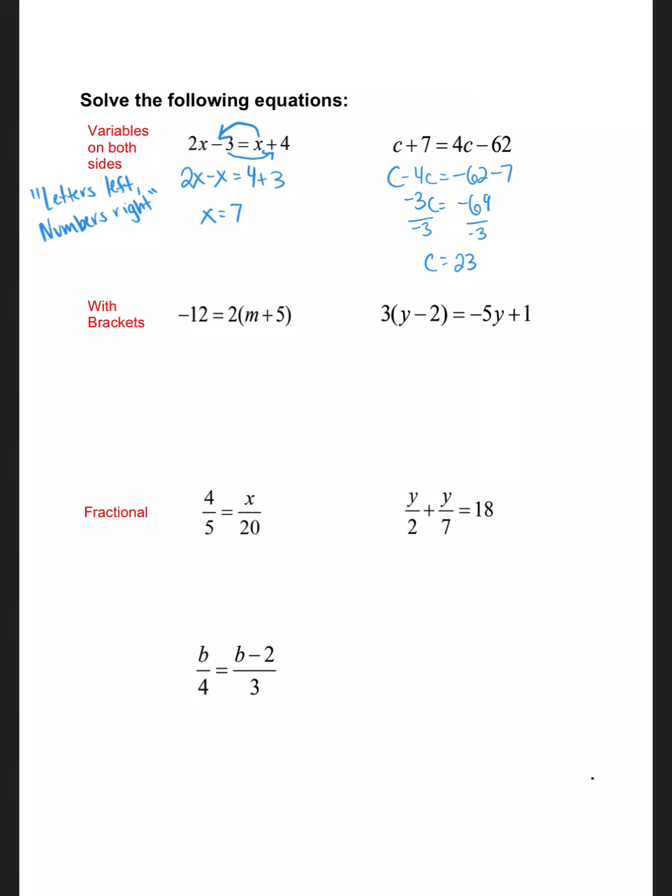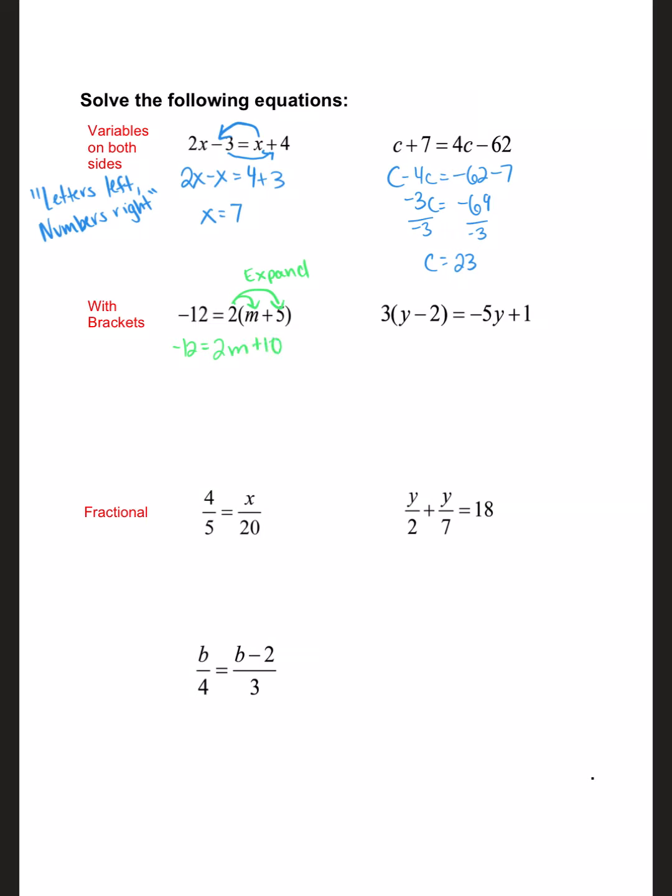So we'll take a look now at how to deal with if we have brackets. We're going to distribute or expand like we did in the previous day's lesson, and then use what we know about algebra to solve. So in this first equation, we have negative 12 equals 2 times m plus 5. So we're going to have to expand or distribute that 2 inside of our brackets. We're going to leave that negative 12 alone for now. We have 2 times m is 2m, and then 2 times positive 5 is a plus 10.